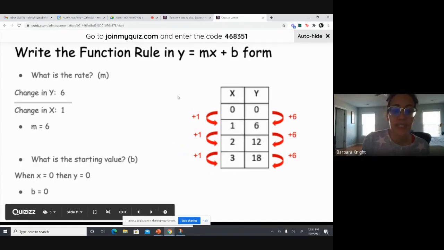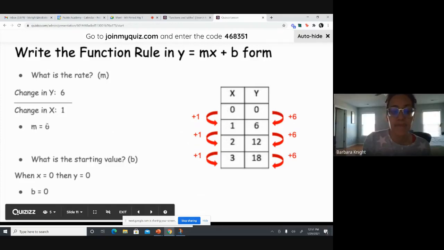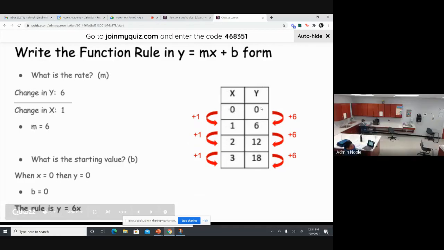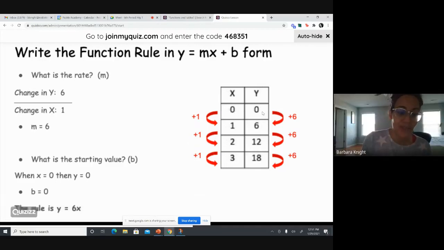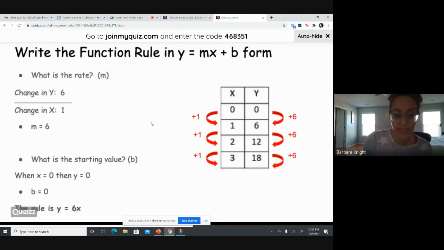So for this one, you had to do the rate of change. It's 6 over 1, so that's m. And then for your b, you have to find where x is 0. At the top, this is also 0. So then y is also 0. Very good. So the rule is y equals 6x plus 0. Or you can just write y equals 6x, because you can write plus 0 there. It won't be wrong if you write that, but you don't have to write it.